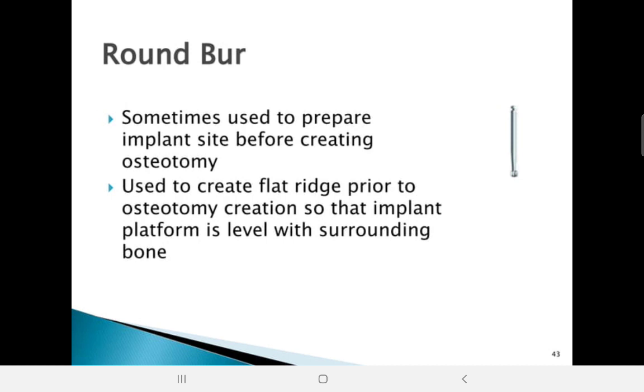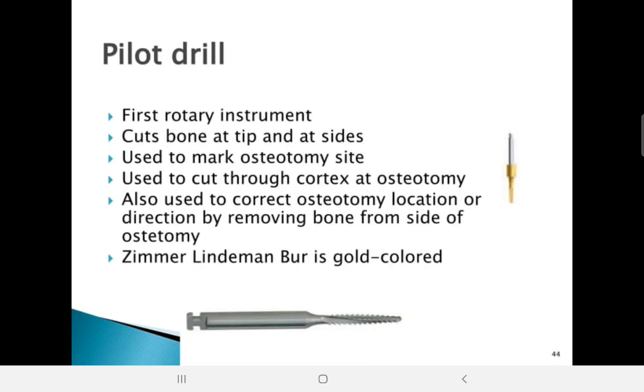So once you have done the setup of your implant motor, we start doing our implant area preparation using a round burr. So round burr is sometimes used to prepare implant site before creating an osteotomy cut. It is mainly used to create a flat ridge prior to osteotomy creation so that implant platform is level with surrounding bone.